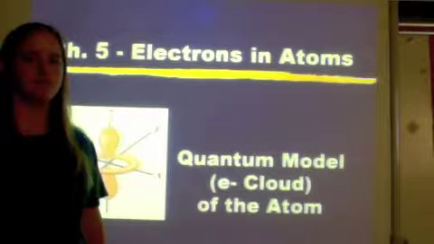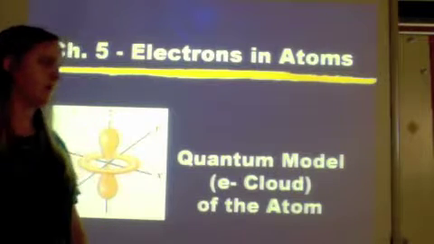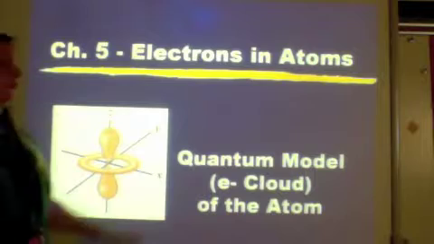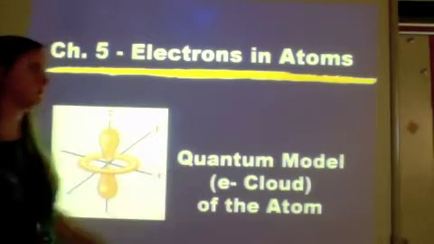This is the last part of the unit. We're going to learn about the electrons in the atom, focus really on what's happening with those electrons. So looking at today's model, which is called the electron cloud model, which is also known as the quantum model.